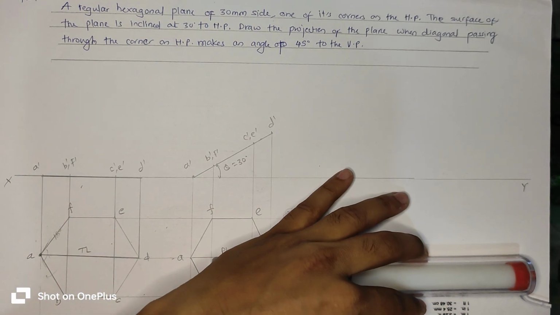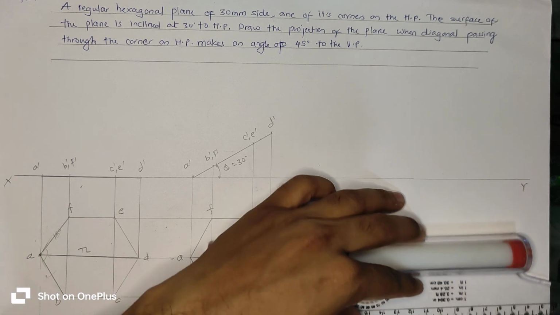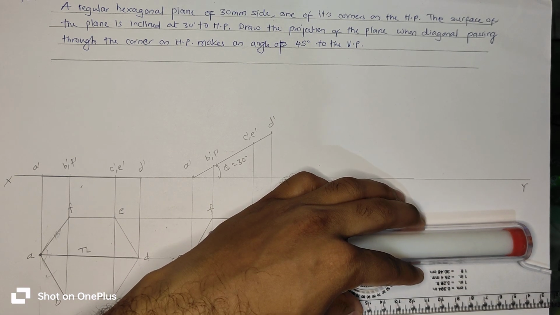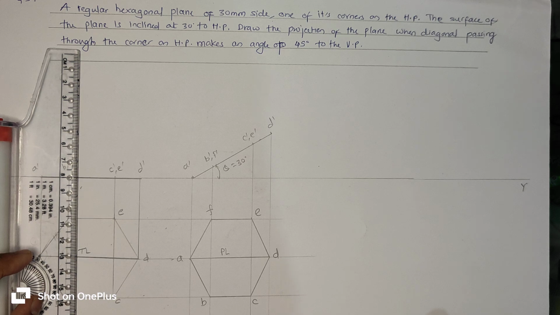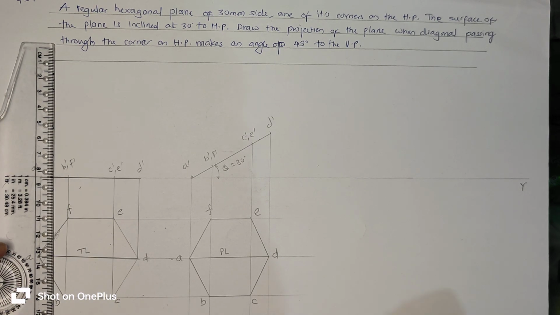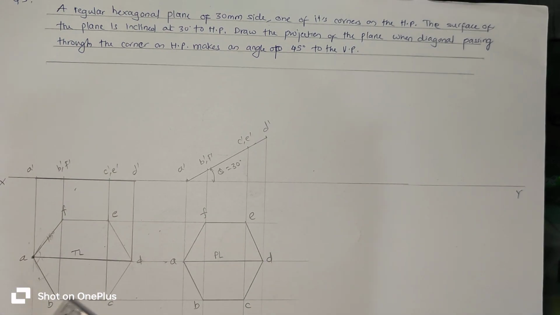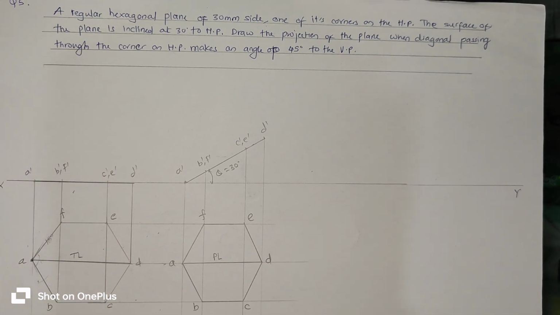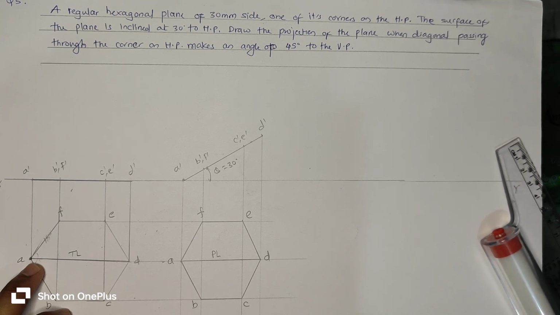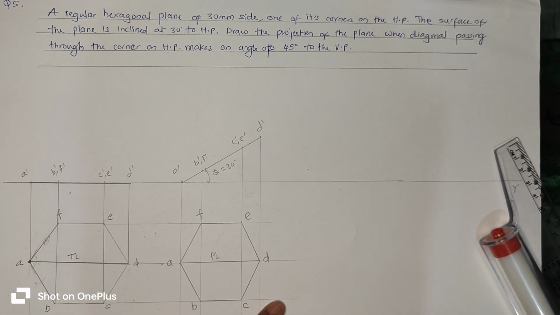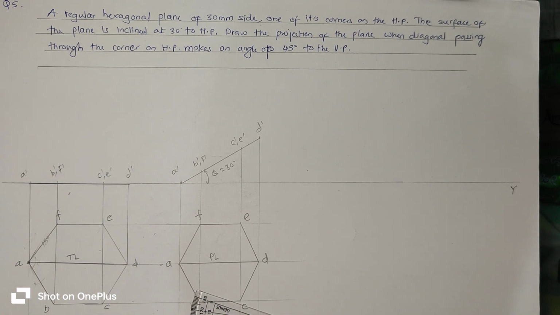So first draw a line parallel to XY, name it as X1 Y1. On this line mark a point small a and take true length distance. The true length is 6 centimeter and the angle of true length with respect to VP is 45 degree given. So take 45 degree on this line and mark 6 centimeter at 45 degree. So this is a true length.